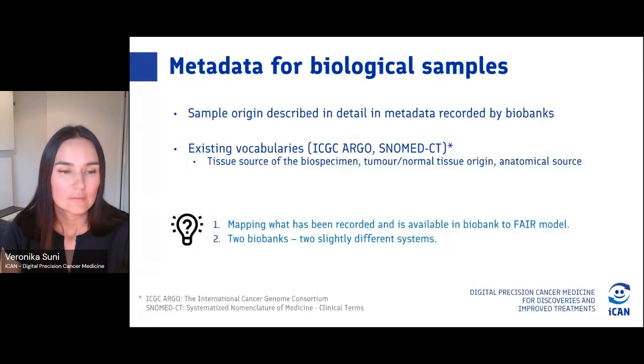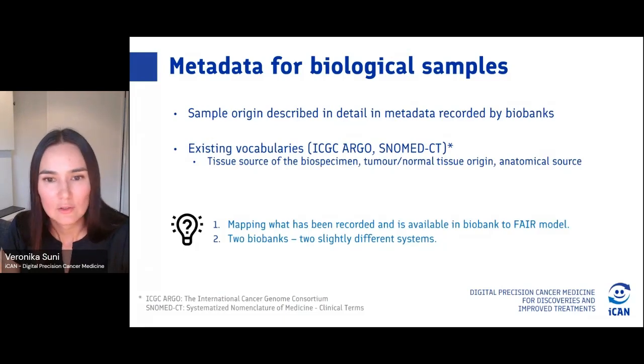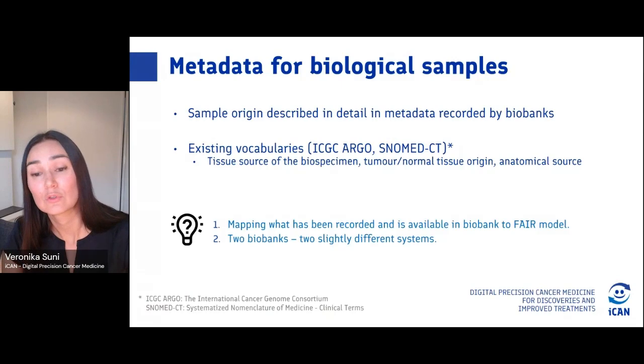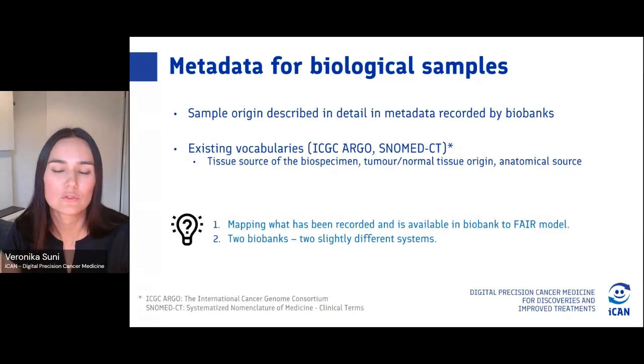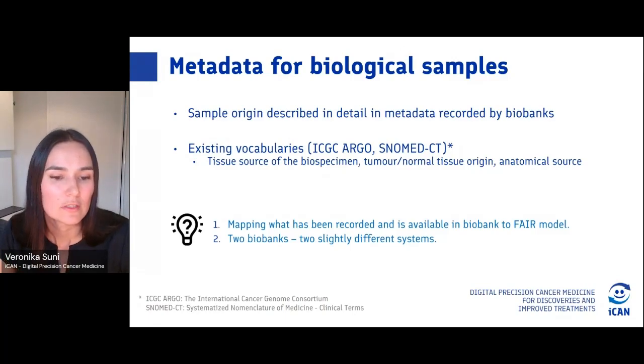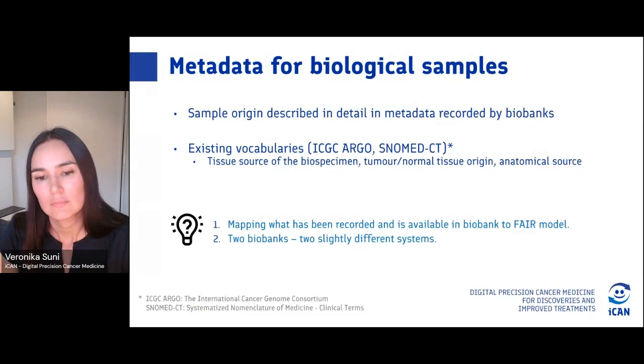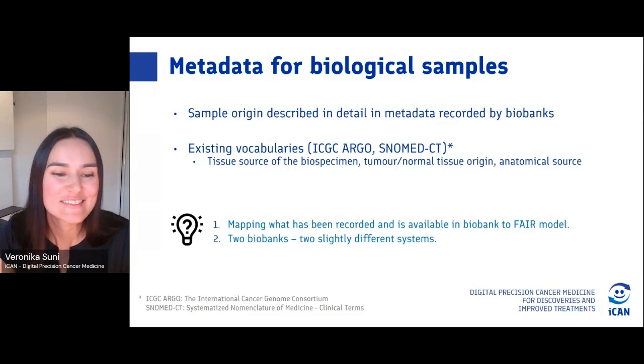And there were as well existing vocabularies, ICG, CRGO, and SNOMED-CT, for the tissue source of best specimen and tumor normal tissue origin, as well as anatomical source. We used those vocabularies. And here I'm mentioning a couple of things that could be characterized as challenges.